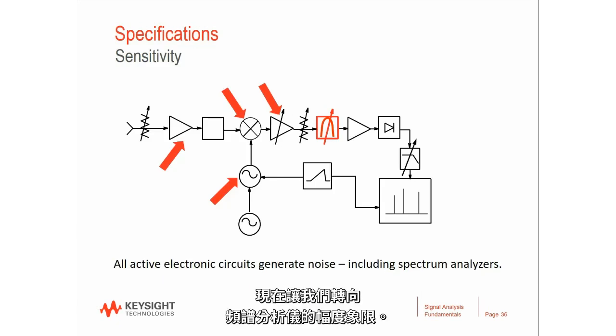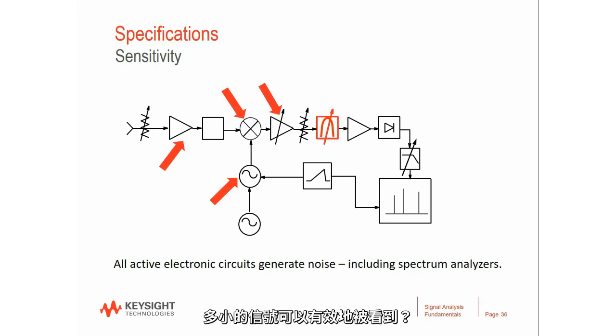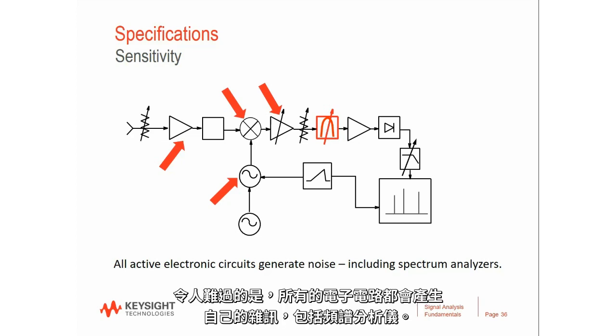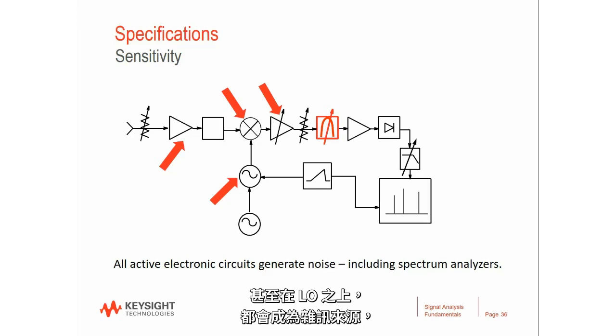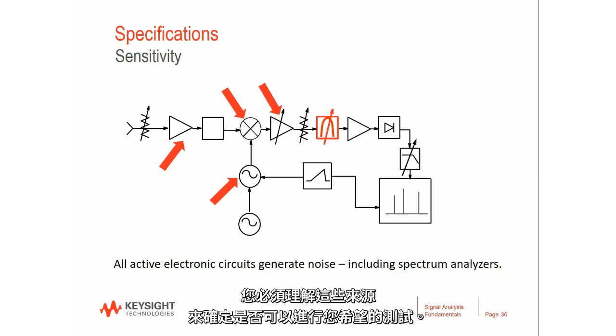Now let's turn our attention to the amplitude dimension of a spectrum analyzer. One of the first questions we might want to ask is just how sensitive is that spectrum analyzer? How small of a signal can it see effectively? Sad news is all electronic circuits generate their own noise, including spectrum analyzers. So our block diagram is going to be injecting tiny amounts of noise on top of your input signal, on top of the IF, even on top of the LO signal, and those will be a noise source that has to be understood to determine whether you can make the measurement you're trying to make.